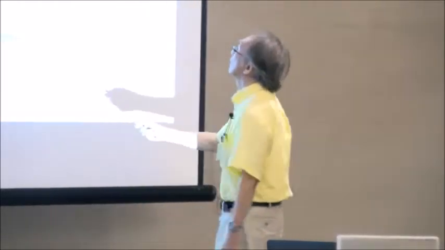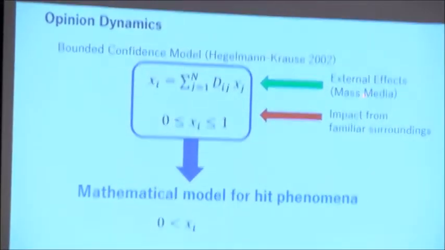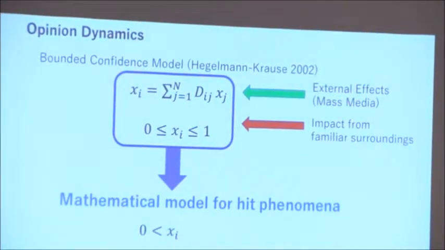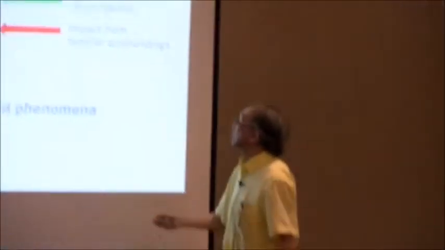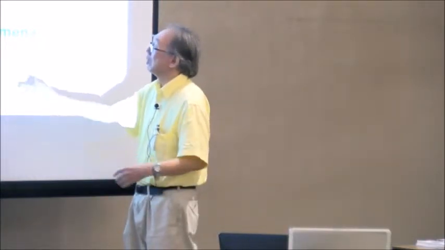Okay, we start from these equations, the bounded confidence model, and we add the effect of external influence, for example from TV or mass media, and also the effect of impact from the familiar surroundings of person i. So we extend it in our mathematical model. This is not 0 to 1, but 0 to infinity. It's because, for example, for entertainment, someone who likes Jurassic Park, Jurassic Park is interesting, he has a positive opinion. But Jurassic Park, I watch many times. That also happens. So an upper limit of one is not suitable for entertainment analysis. So we consider that there is no upper limit.